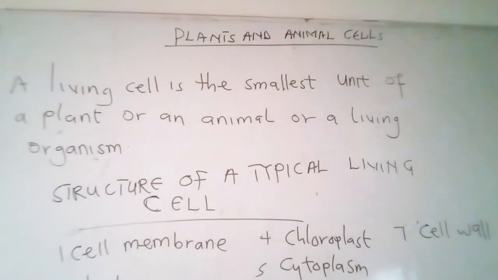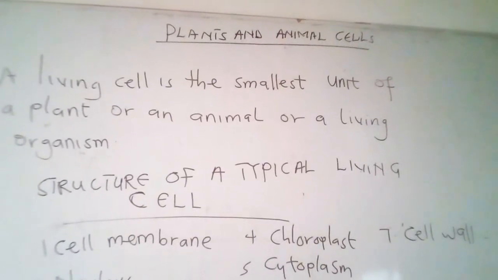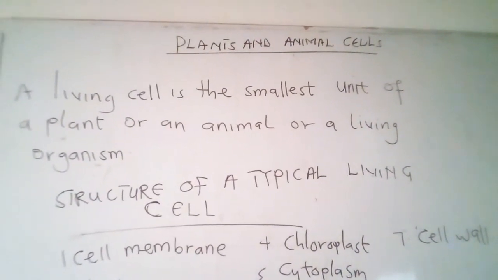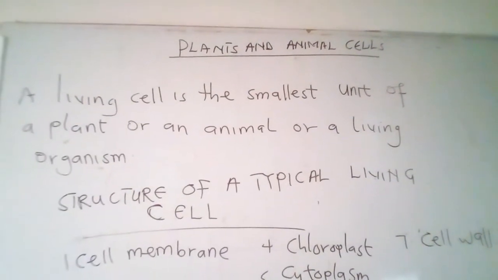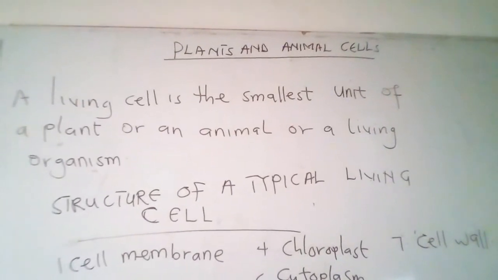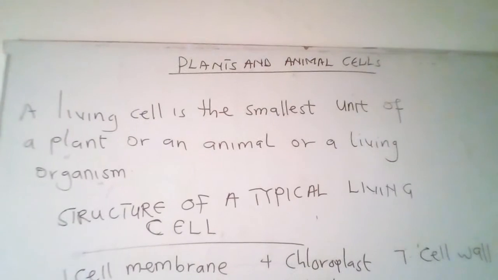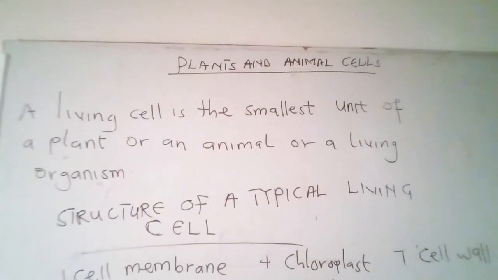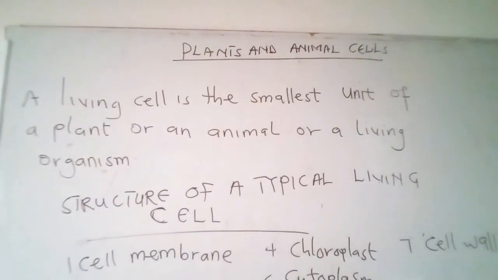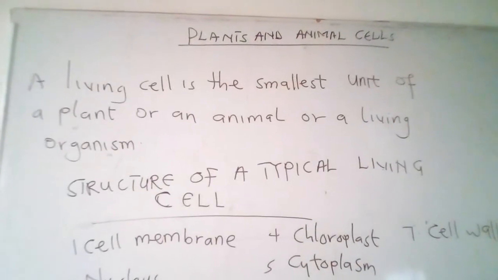Okay, in this video we are coming to learn plant and animal cells. We have learned that matter is made of tiny particles, which are atoms, molecules or ions. These tiny particles form the basic unit of what? Matter. For living things, their basic functional unit is what? The cell. So a living cell is the smallest unit of a plant or an animal or a living organism.